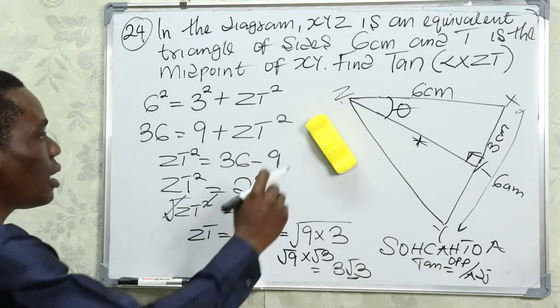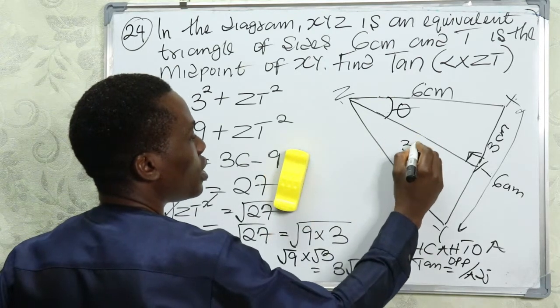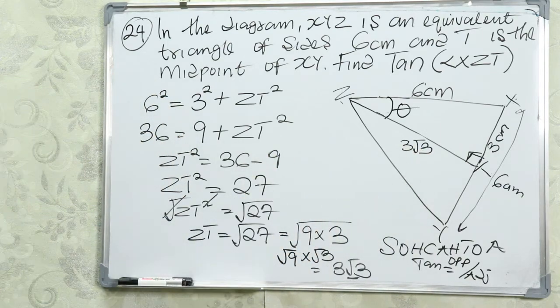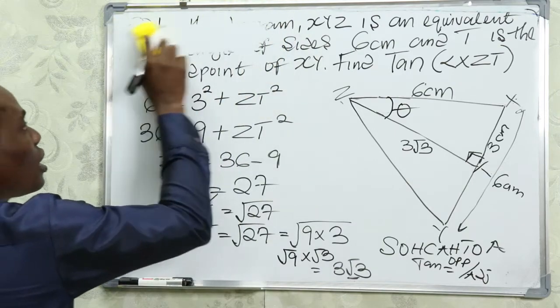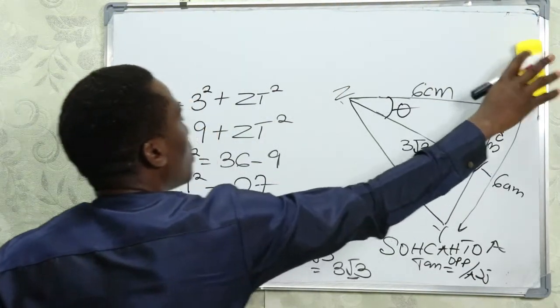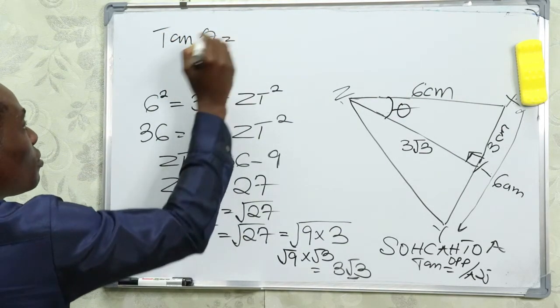So that means our ZT now will be 3 root 3. Good. Now we are about looking for the tan of this angle. Now the tan of that angle, tan theta, will now give us what?